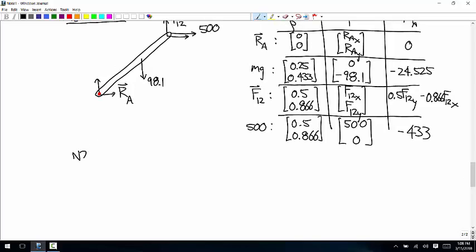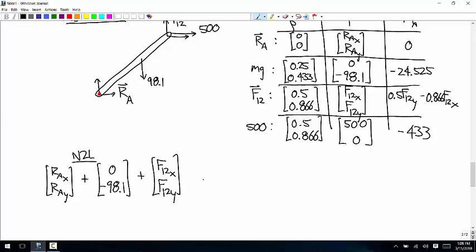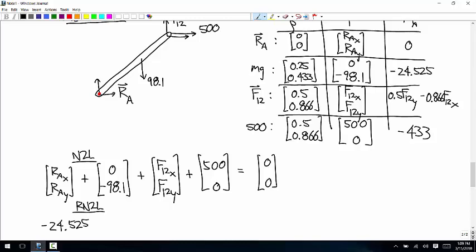So the equations: Newton's second law says RAX, RAY plus 0, negative 98.1 plus F12x, F12y plus 500, 0 equals 0, 0. And the moment equation is negative 24.525 minus 0.866 F12x plus 0.5 F12y minus 433 is equal to 0.